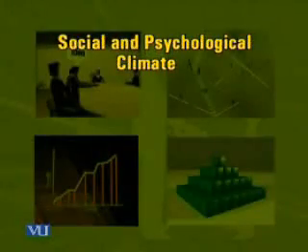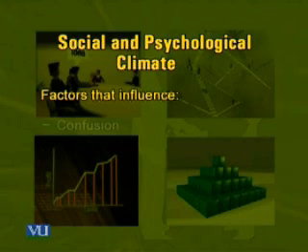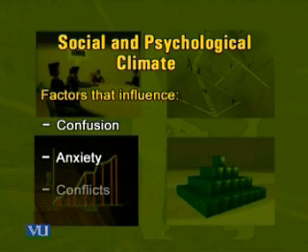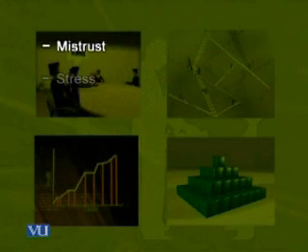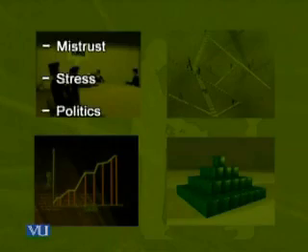Let's move to another topic, another point we initially discussed about the situation: the social and psychological climate of the organization, or the situation in which this leadership process is taking place. What are those components which can form the social or psychological climate? It can be a state of confusion within the team members or within the environment of the organization, anxiety, conflicts, mistrust, stress, politics within the organization.